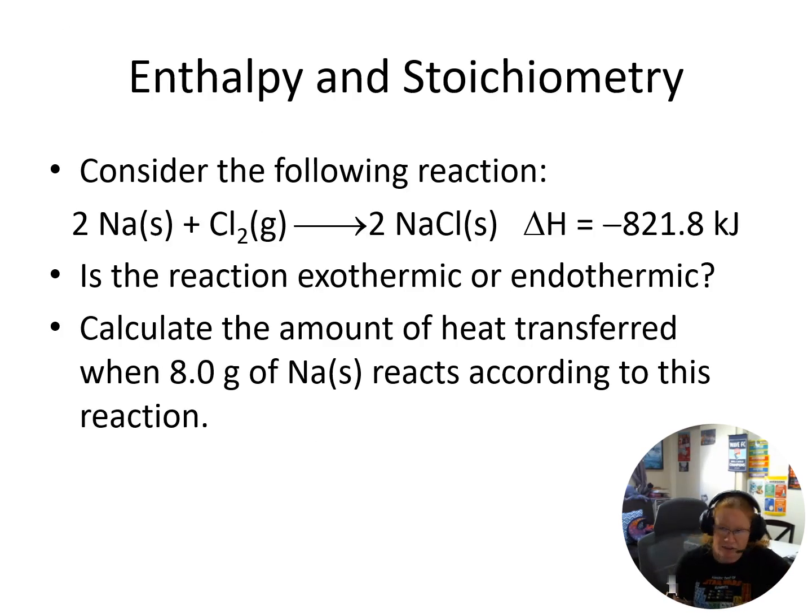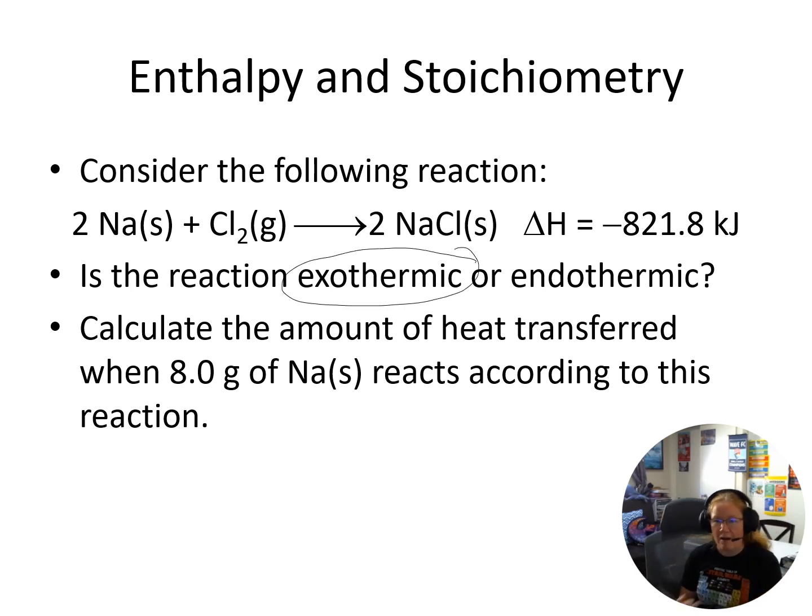Okay, so now let's just do some stoichiometry. Here I've got a reaction, sodium and chlorine giving me sodium chloride. My delta H for this reaction is negative 821.8 kilojoules. So first off, are we exothermic or endothermic? Well, delta H is negative, so we are exothermic because delta H is negative.